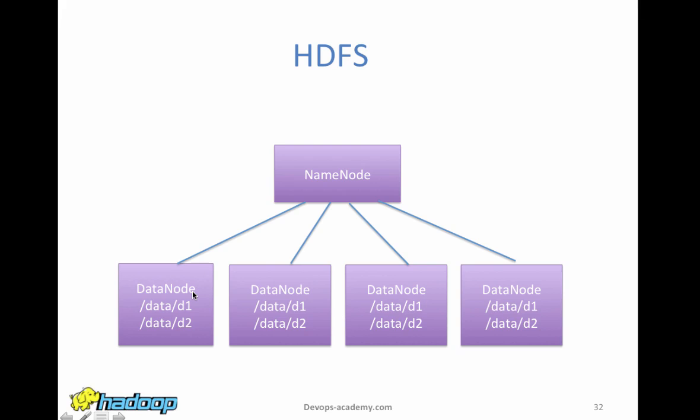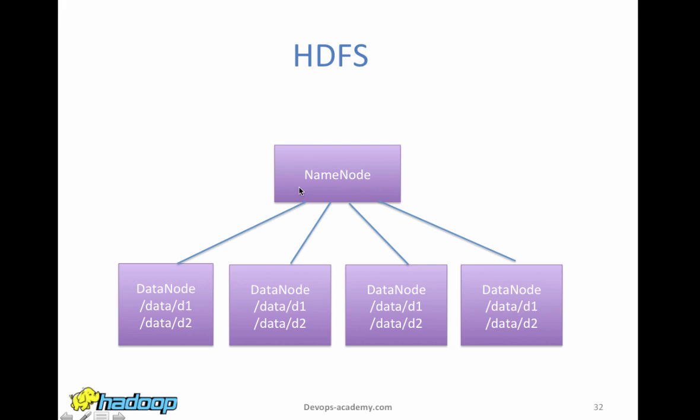Sorry, only one data node. We have set up a single data node cluster with the /data/d1 and /data/d2 configuration. So the name node is a master node here, and the data node is a slave node.